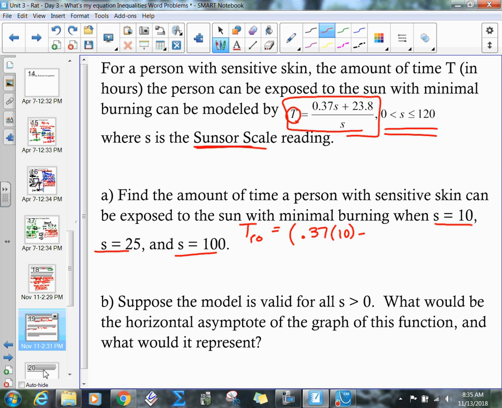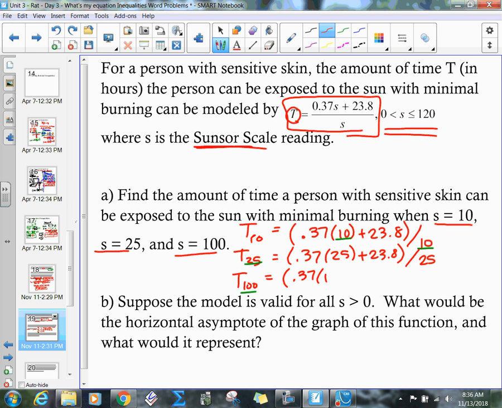0.37 times 10 plus 23.8, and then I'm dividing that by 10. And then I'm going to do this again for 25 and also for 100. You're just replacing these numbers with a 25 or those numbers with a 100. So 0.37 times 25 plus 23.8, and then I'm dividing by 25. And then I would do the same thing with 0.37 times 100 plus 23.8, and then I'm dividing by 100.